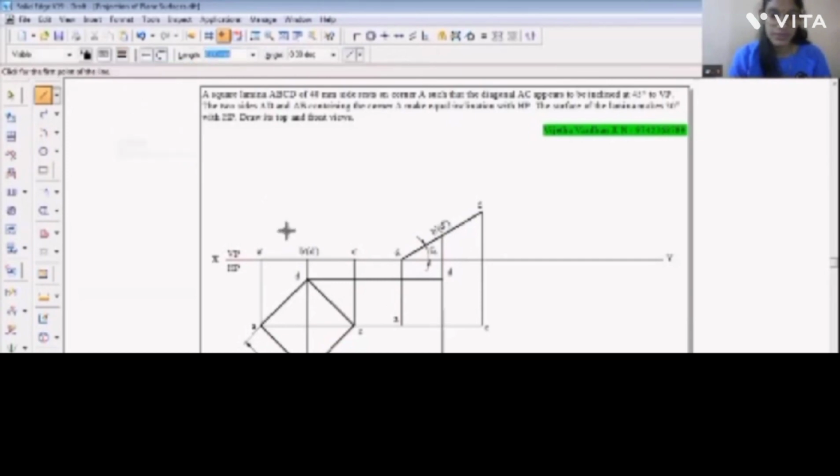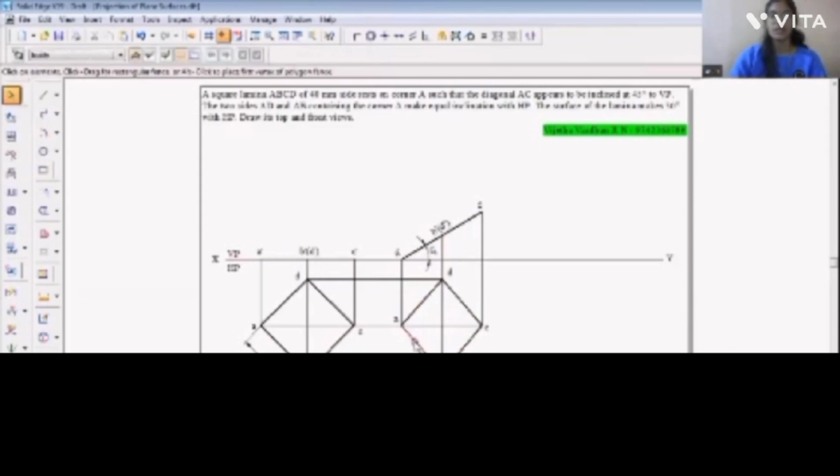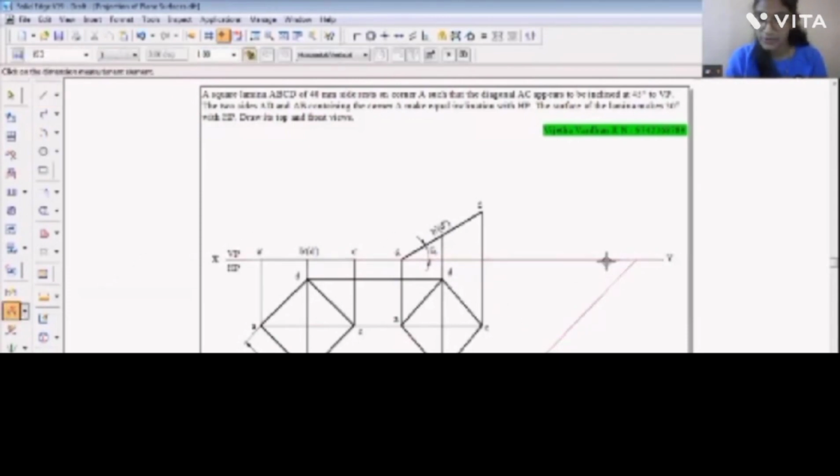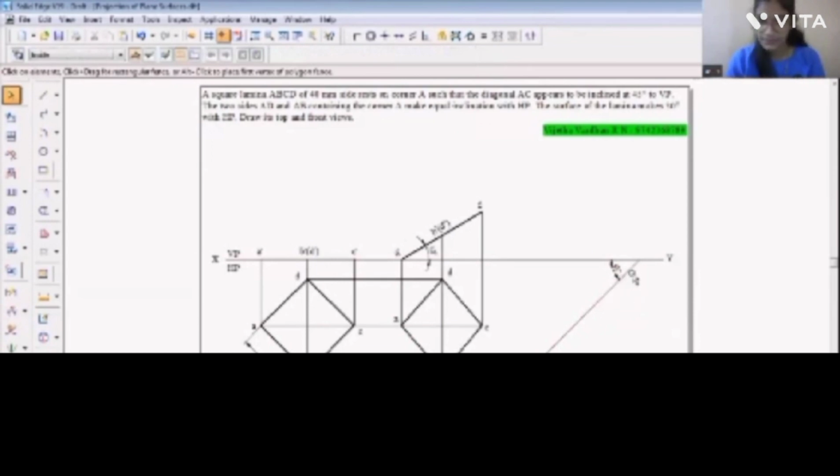Let's join them in visible line as it's the view which we are getting when the surface is inclined to HP by 30°. Make it a visible line. Moving to the last part, that is the diagonal AC is inclined at 45° to VP. Now, let's draw a 45° line from the XY line. Since it's a VP inclination, the line comes below the XY line.